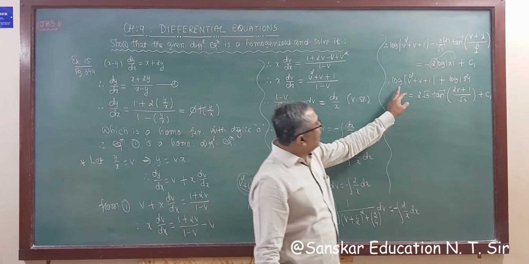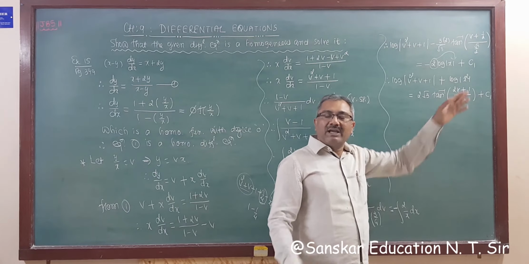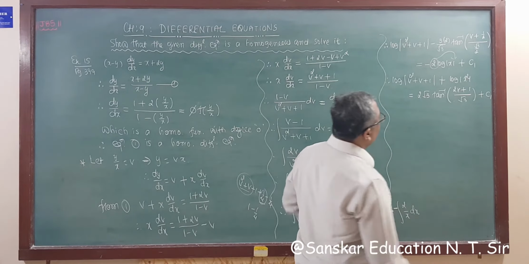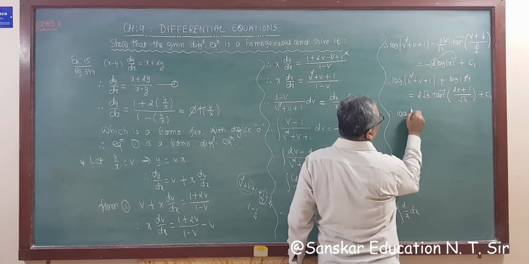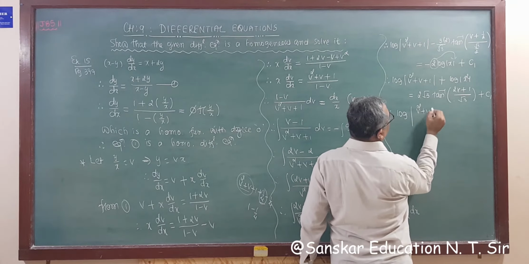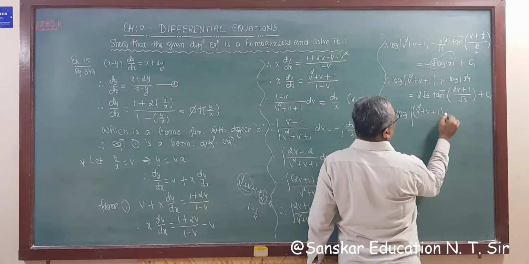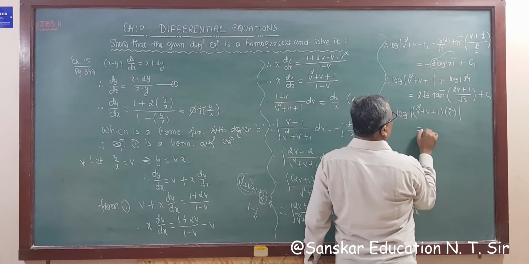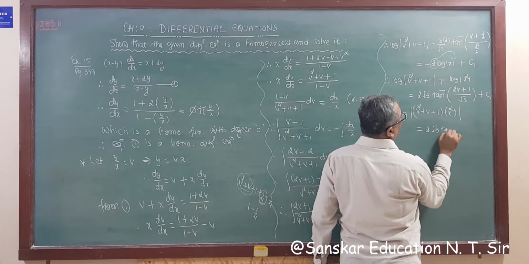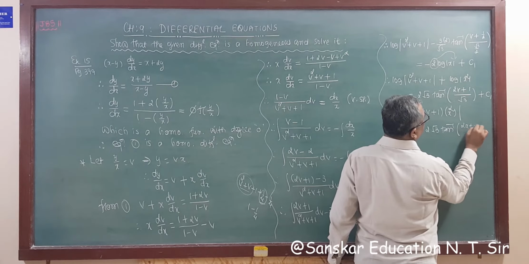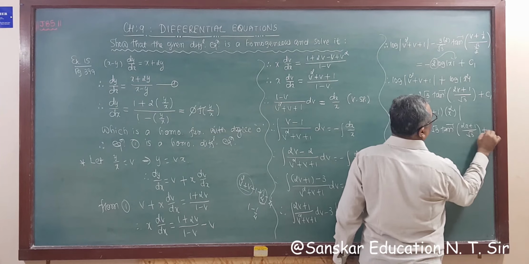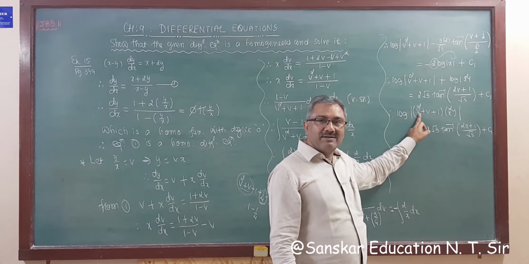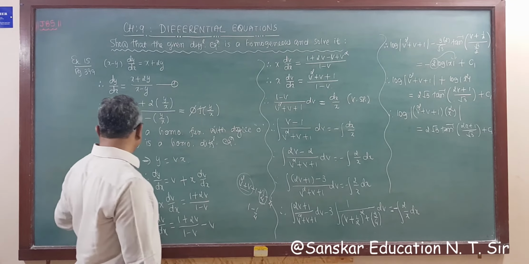Now this is log a plus log b. क्या है? log a plus log b है, तो इसका आंसर क्या आता है, log a into b, राइट. सो log a into b आएगा इसका आंसर. सो वो ये हो जाएगा log of v square plus v plus 1, राइट, into x square is equal to 2 times root 3 tan inverse twice v plus 1 upon root 3 plus c1 हो जाएगा. Now v, that we assume that v is equal to y by x.